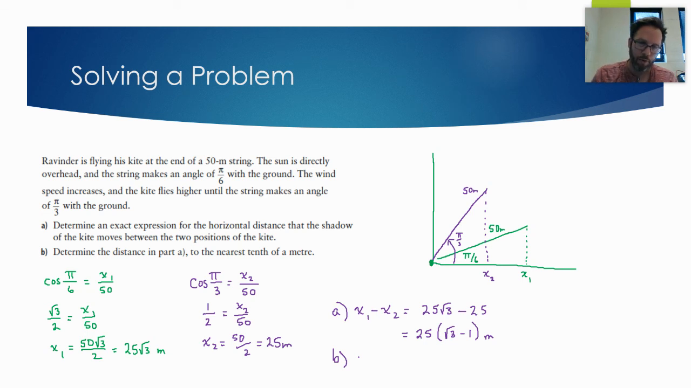So let's find this out. So the root of 3, I'll just keep a bit of accuracy. Root 3 is about 1.732. Now you guys could just crank all that into your calculator at once if you wanted to. It's like 25 times 0.732, times 25, 18.3 meters. So the shadow moved about 18.3 meters.